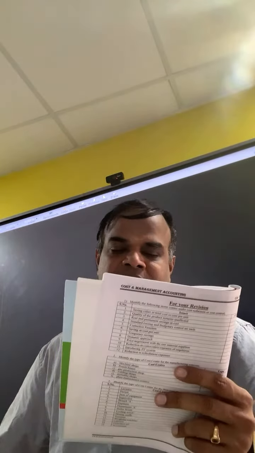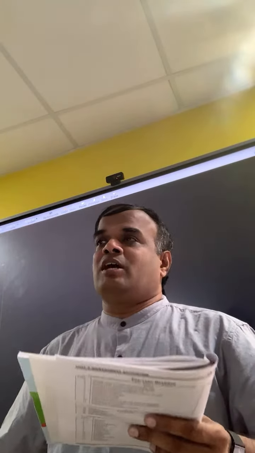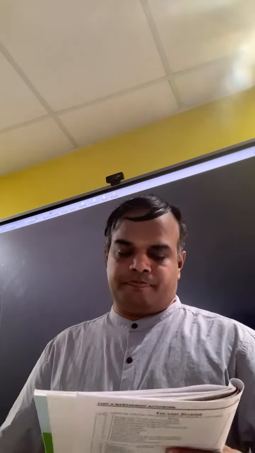Savings in cost by way of change in method of production. Differential cost. Note it down, the definition for the differential cost, that is also important for you. Differential cost.